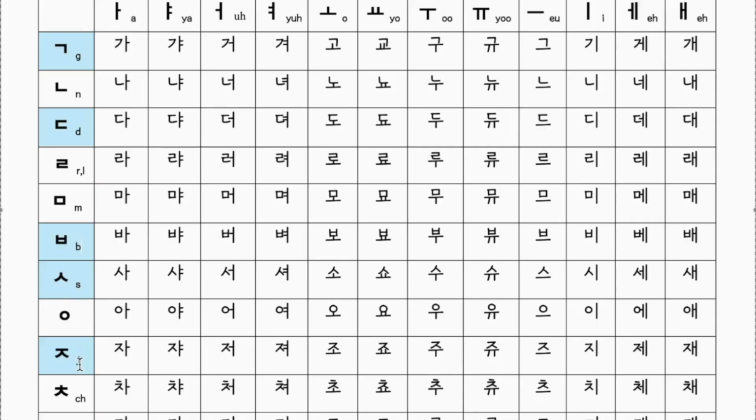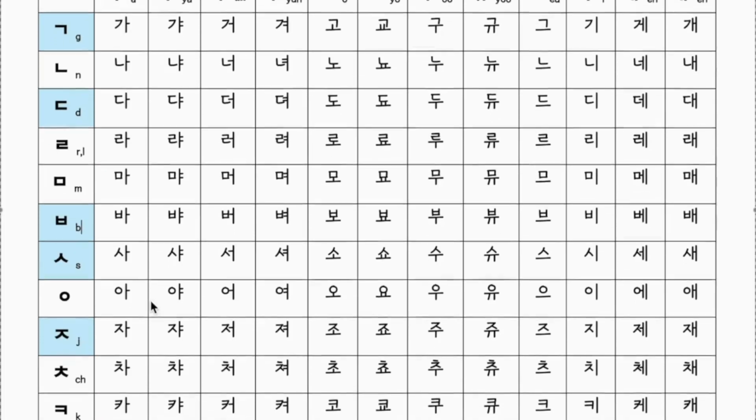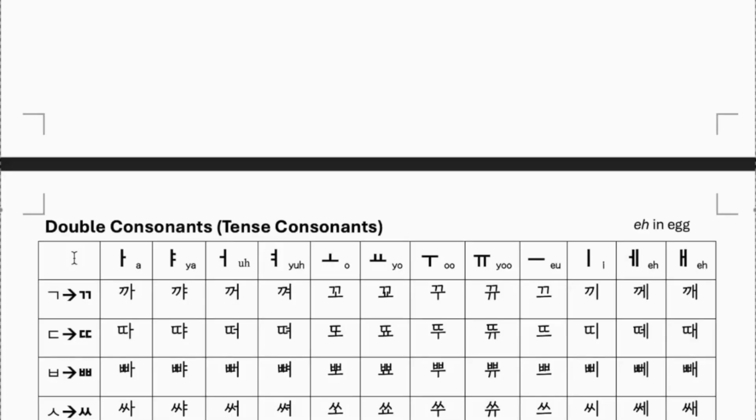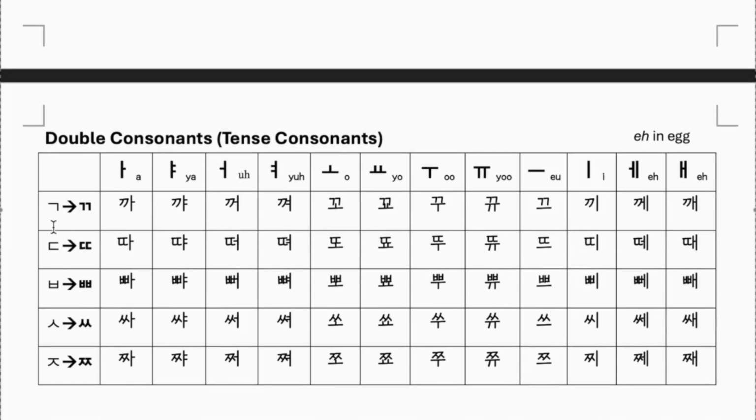Okay, so you can pause and do that. So these 5 are the ones that become tense consonants, meaning they get doubled. So g becomes double g, d becomes double d. You see the pattern? It just gets doubled. So we call those tense consonants, and they sound more tense.